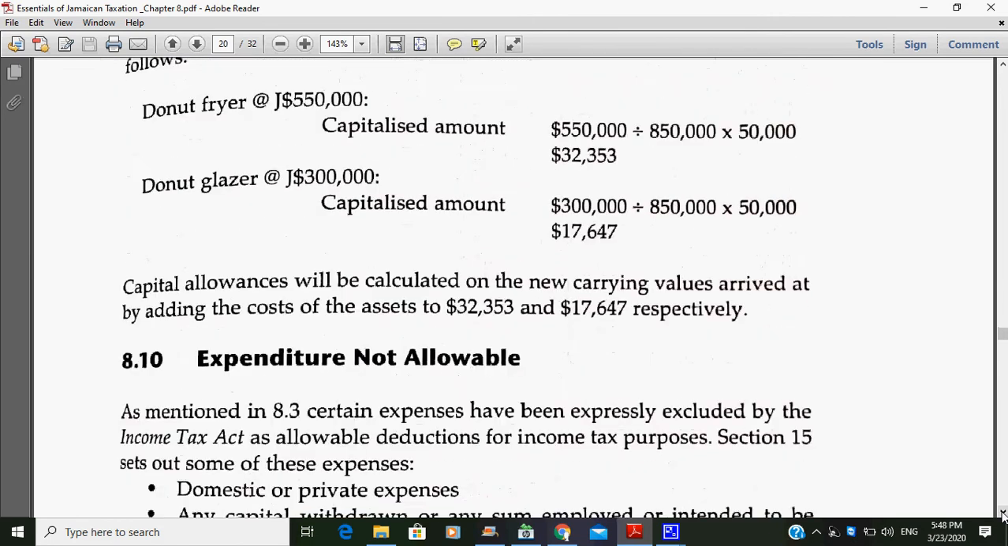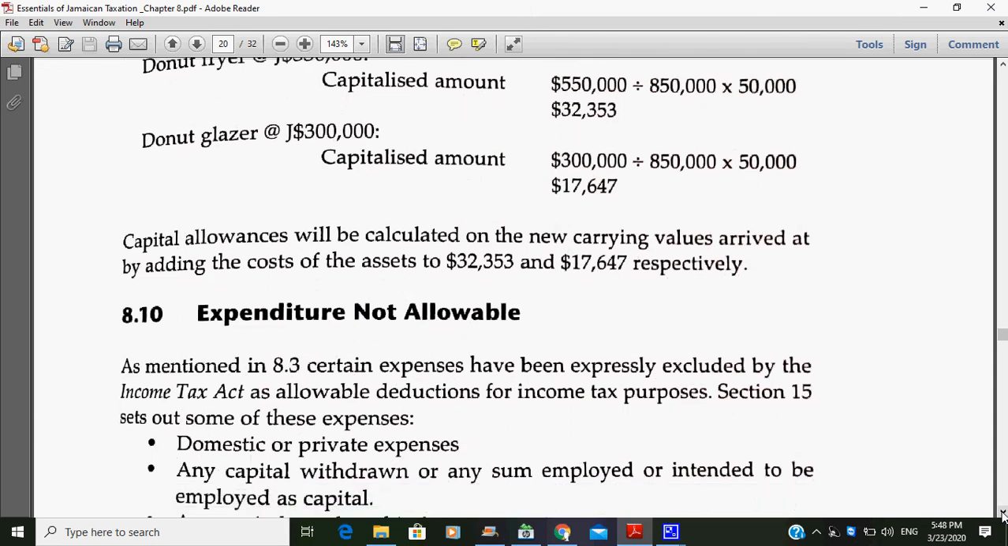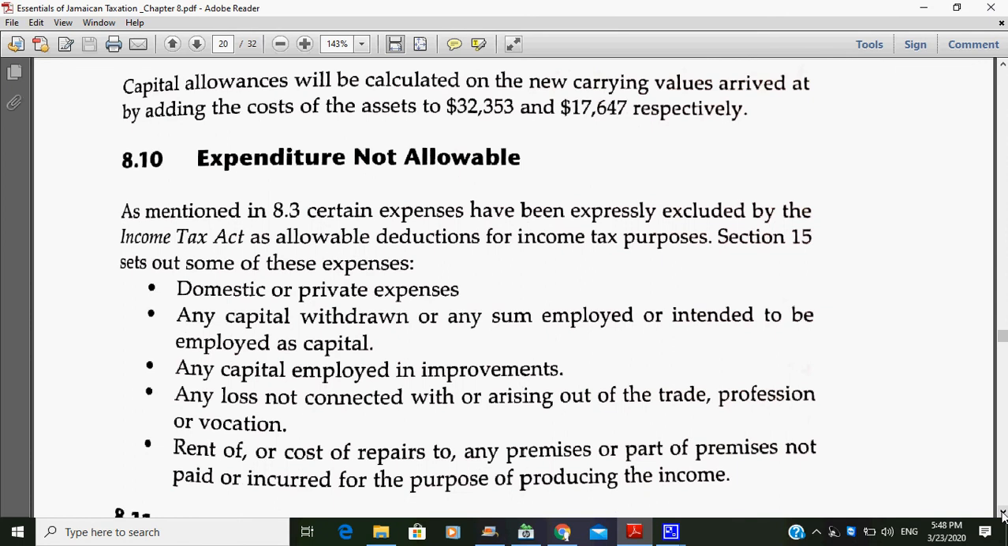Now we're going to go to expenditures not allowable. As mentioned in 8.3, certain expenses have been expressly excluded by the Income Tax Act as allowable deductions for income tax purposes. Section 15 sets out some of these expenses. Again, as mentioned in 8.3, certain expenses have been expressly excluded by the Income Tax Act as allowable expenses. That means that they are not allowable as deductions from income for income tax purposes.